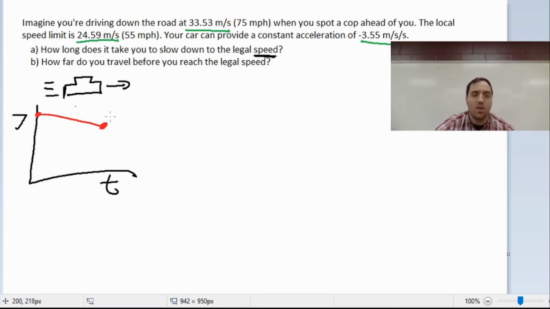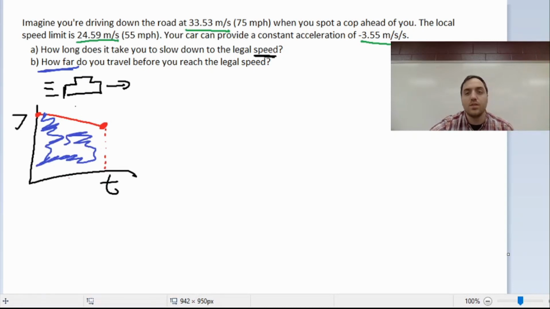And the first question is how long? So we want to know what this t is here. And the second thing we want to know is the distance. How far do you travel, or the displacement more accurately. So how far is, again, another way to say displacement. So we're asking about this area. Let's go ahead and do these two problems in order and go from there.